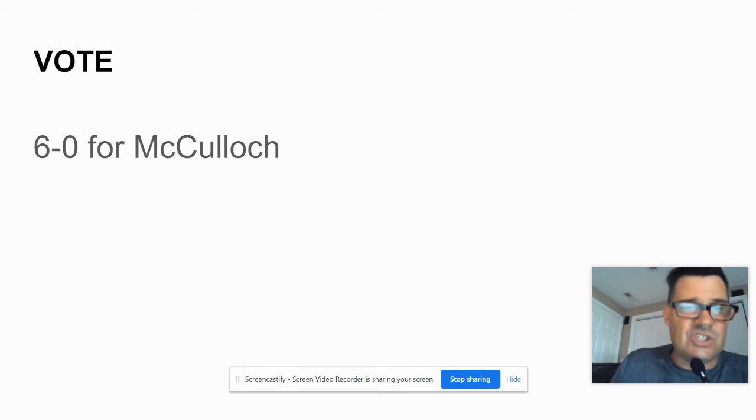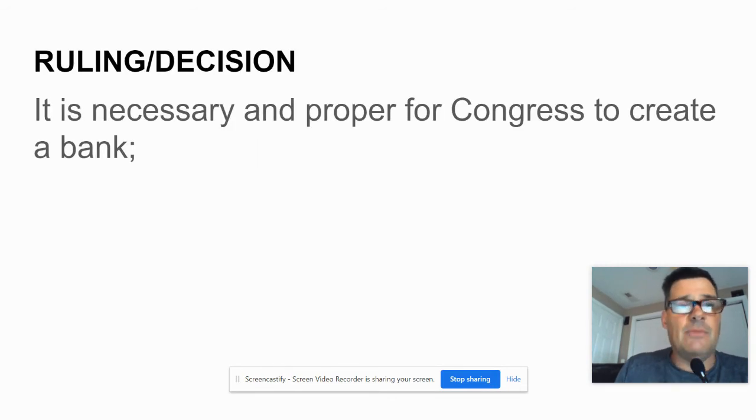Here's the vote: 6-0 for McCulloch. The state of Maryland gets whipped. It's bad. They lose badly. They get whooped. All right, 6-0 for McCulloch. All right, what's the decision? The ruling is this: it is necessary and proper for Congress to create a bank. Pretty straightforward. It is necessary and proper.